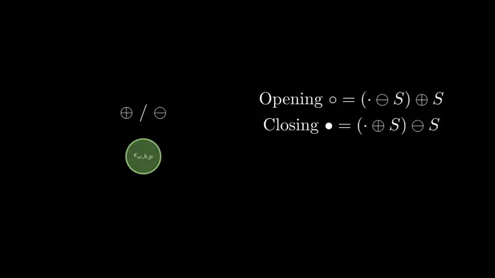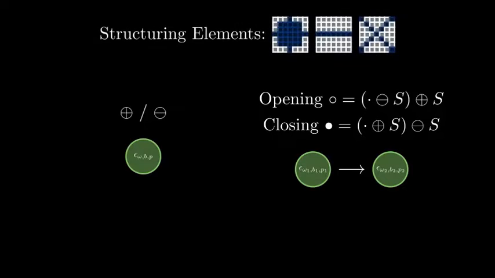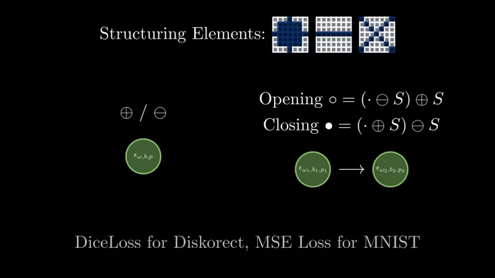We try to learn different operations. First, for the erosion and dilation, the network will be composed of a single B's neuron. Then, for the opening and closing, the network will be composed of two B's neurons stacked one after the other. We will try three different structuring elements. The goal is to learn both the structuring element as well as to activate the B's. We will analyze the learned weights as well as if the B's are activated or not. Finally, we use the dice loss for the discorrect dataset and the mean squared error loss for the NIST dataset.